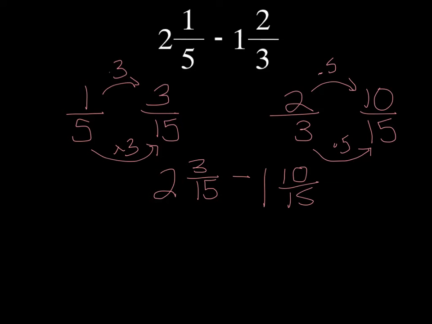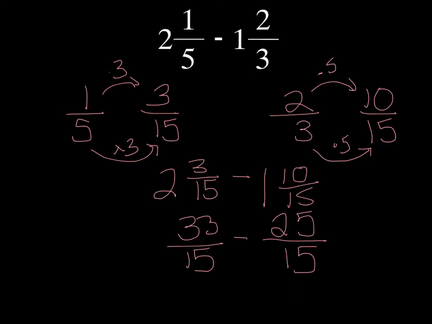So if I have 2 times 15 would give me 30, plus the 3 on top would give me 33/15. I'm going to do the same thing with the other one. 1 times 15 gives me 15, plus the 10 makes 25. So I have 25/15. And now we can actually just subtract those. 33 minus 25 would give me 8/15. And you don't have to simplify that. That is in simplest form. So sometimes making subtraction into improper fractions actually makes the problem easier.